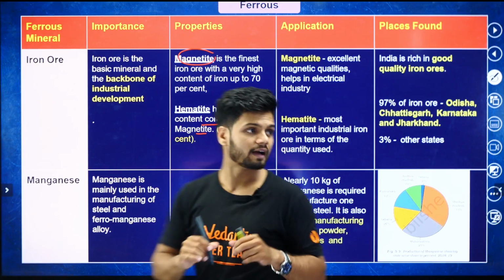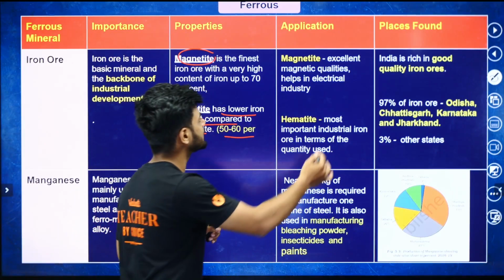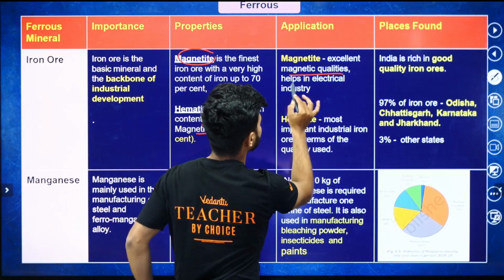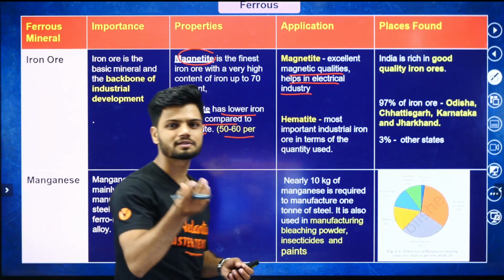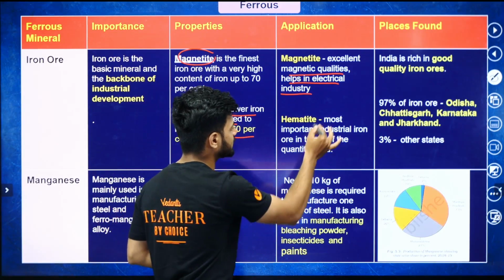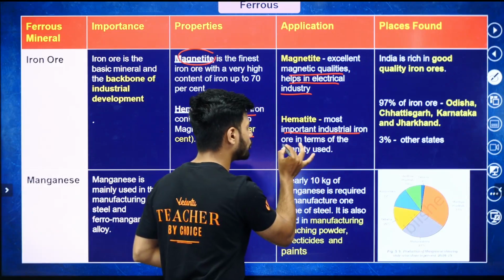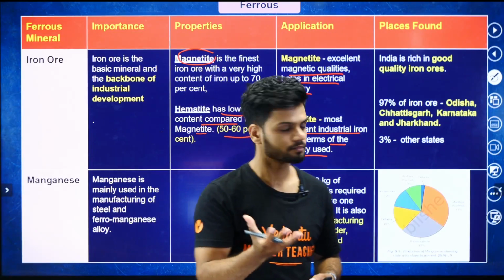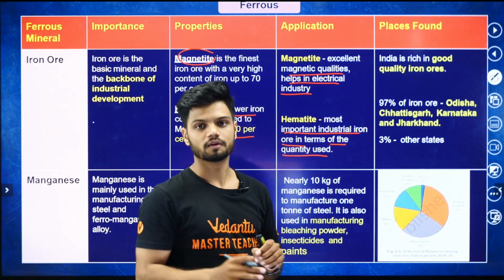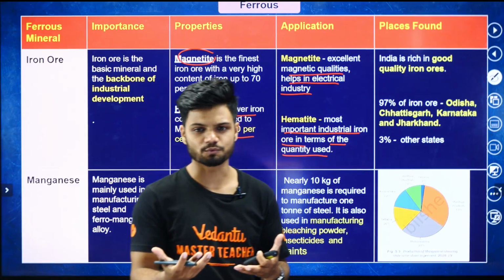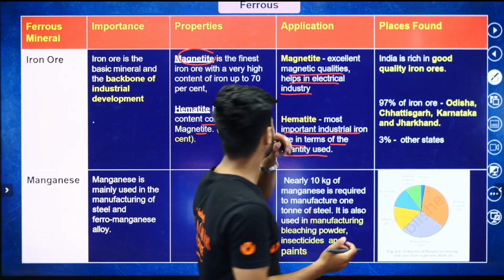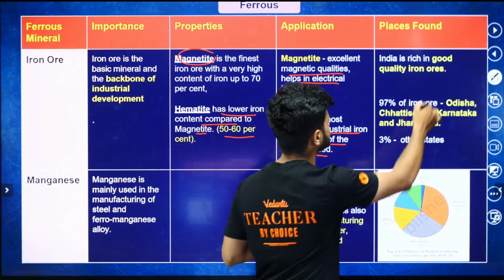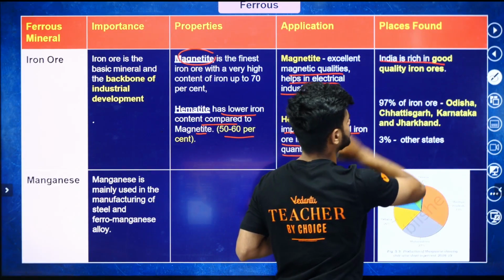Then we have applications. Magnetite is used in the electrical industry, for auto parts. Then hematite is the most important industrial iron ore in terms of quantity. Then we have places found. Where do you find hematite as well as magnetite? For example, magnetite is found throughout India.